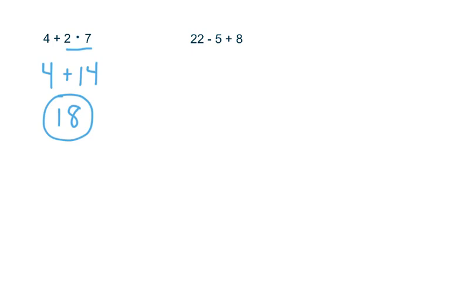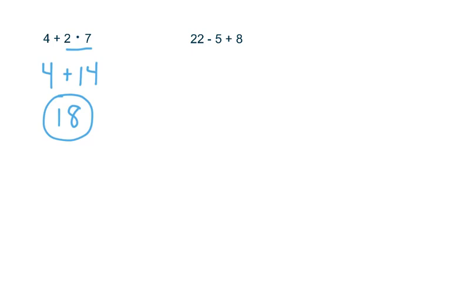Next we'll look at 22 minus 5 plus 8. Here I've got subtraction and I've got addition. And you might think, okay, well please excuse my dear Aunt Sally, M-D-A-S. A comes before S, so I should add before I subtract. Hold on. Remember, addition and subtraction are equals in this hierarchy. So when I see only addition and subtraction, I'm going to do those from left to right.